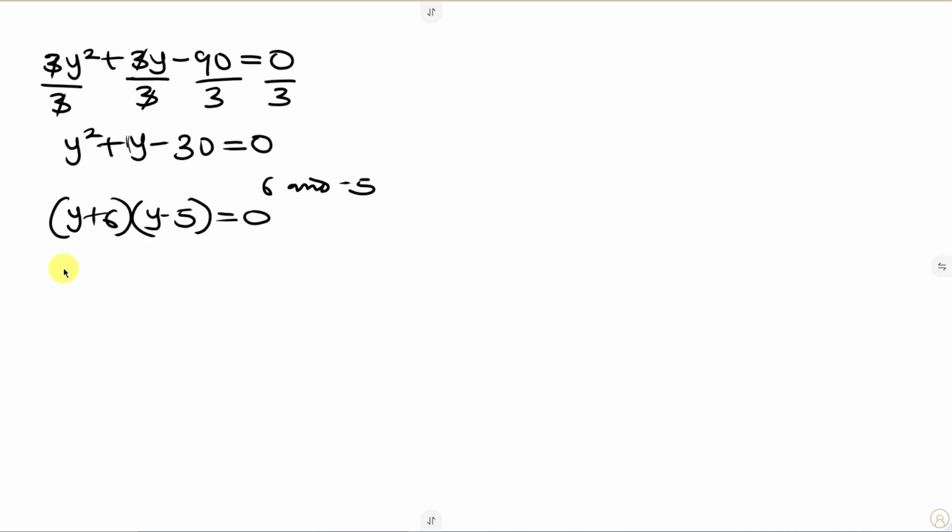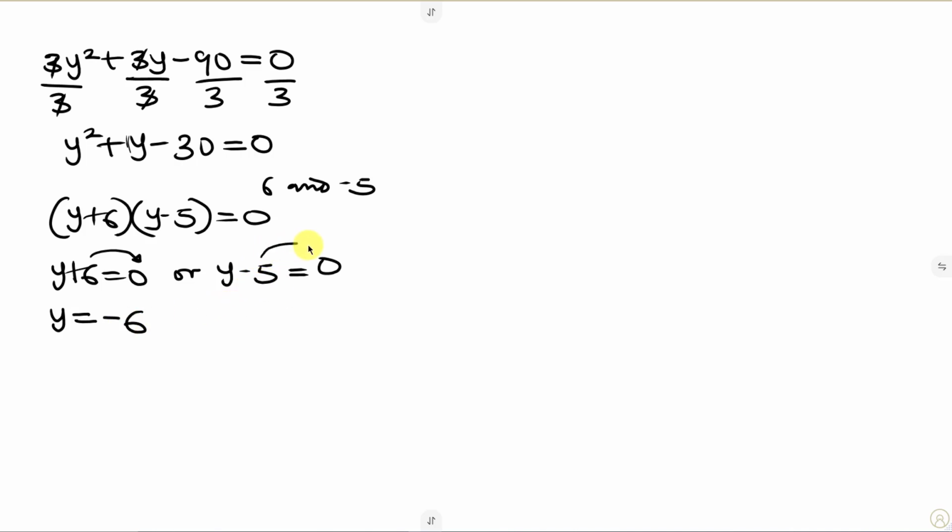So there are two cases here, which is y plus 6 equal to 0 or y minus 5 is equal to 0. And from the first case, we move 6 to the right-hand side so that we have y to be equal to negative 6.